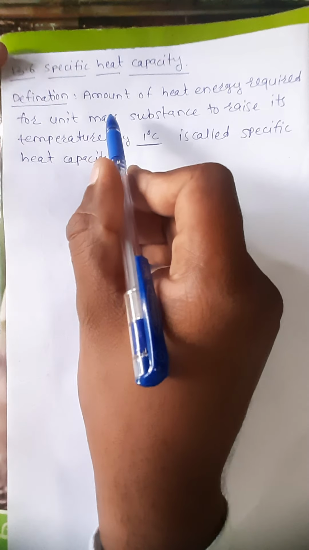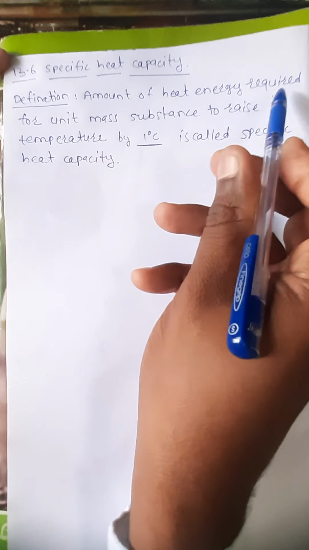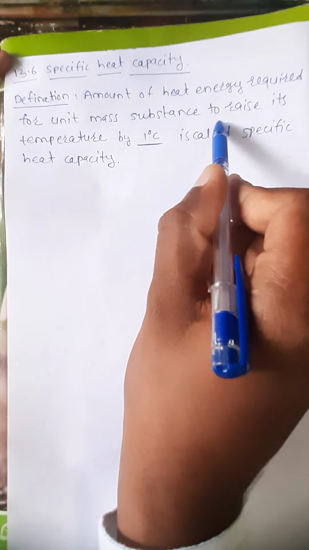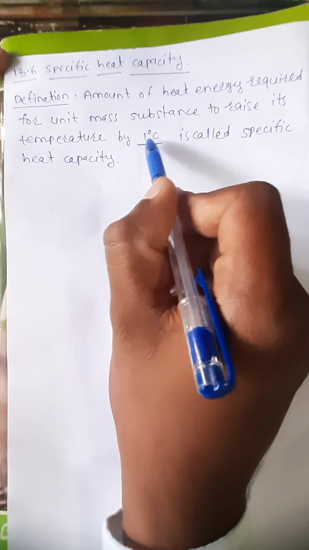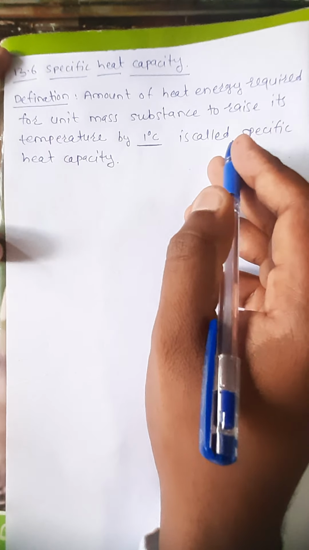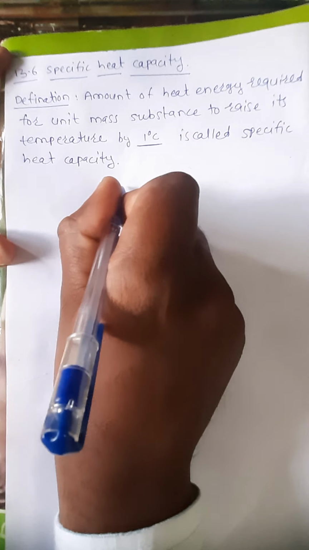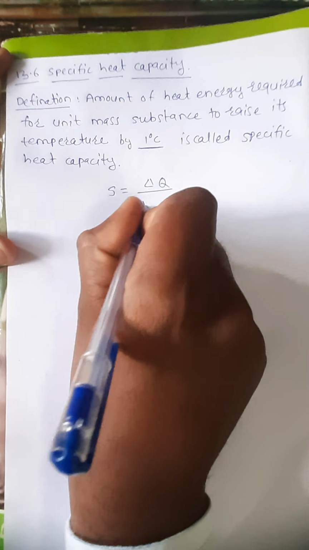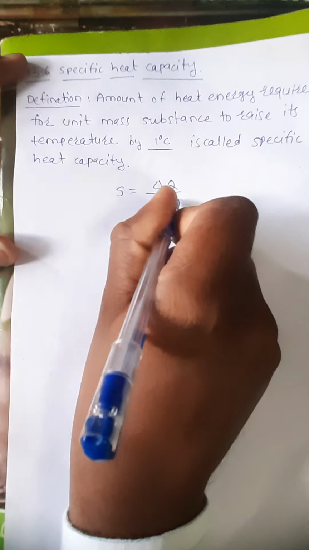Next point, 13.6, specific heat capacity. The definition we have already seen. The amount of heat energy required for unit mass of a substance to raise its temperature by 1 unit or 1 degree Celsius is called specific heat capacity, and it is denoted by S. S is equal to delta Q divided by M into delta T.